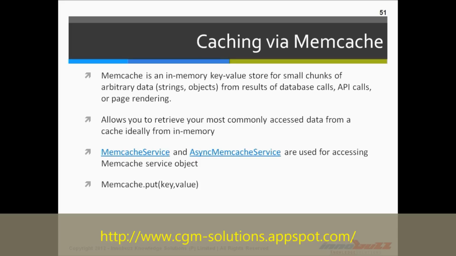The method put is used to store the key value pair, and the method get is used to get the value stored in memory. The putIfUntouched and getIdentifiable methods of the Memcache service can be used to handle multiple requests.